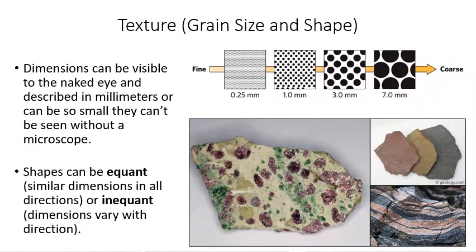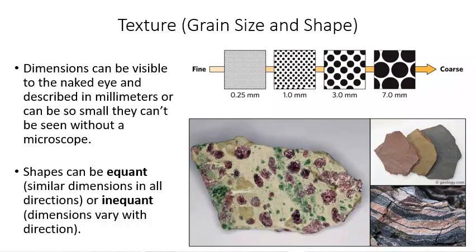Grain shapes can be equant, with similar dimensions in all directions, or inequant, where dimensions vary with direction. So in the case of the rocks below, the green rock with red crystalline grains has inequant grain shapes because there's a variety of sizes and diameters of the grains, and they're not spherical or circular. It can also be described as coarse because the grains can be seen. We don't have a scale here, so we don't know the actual size of the grains.